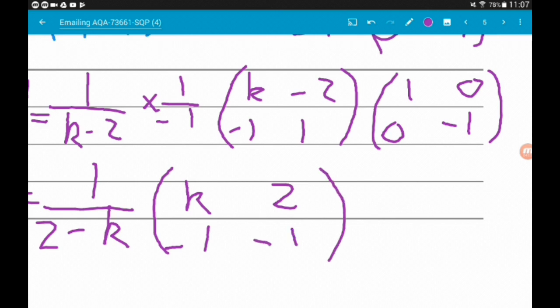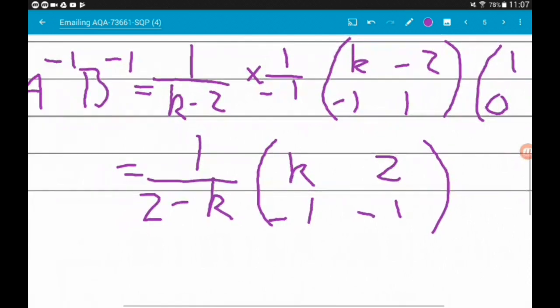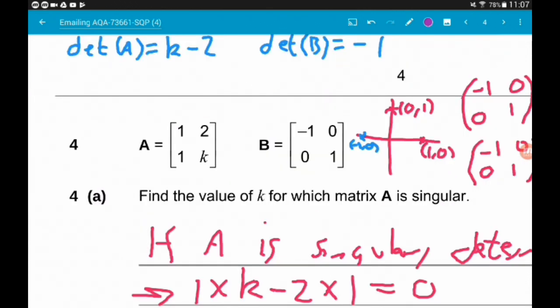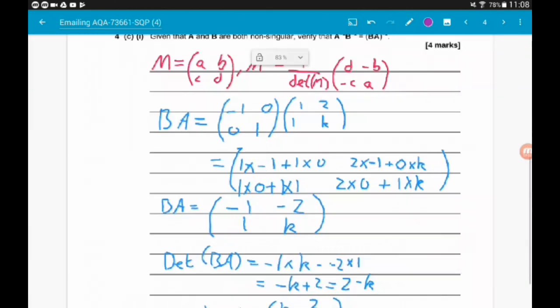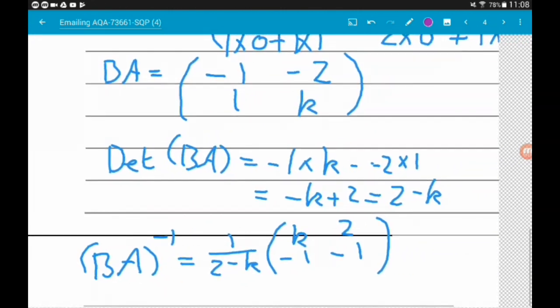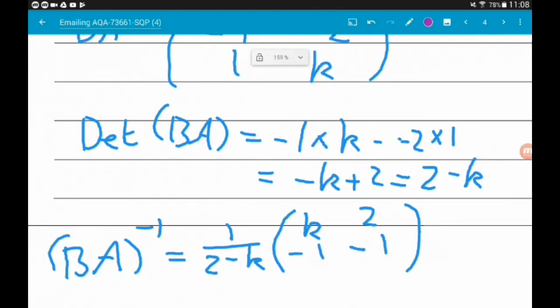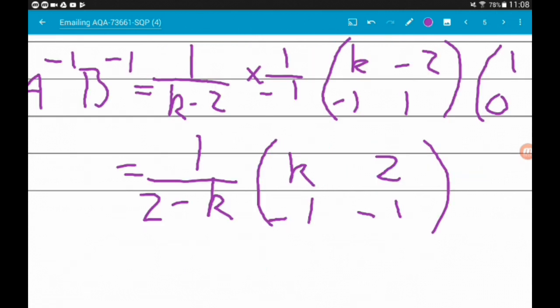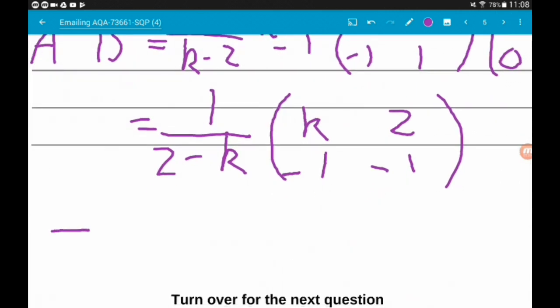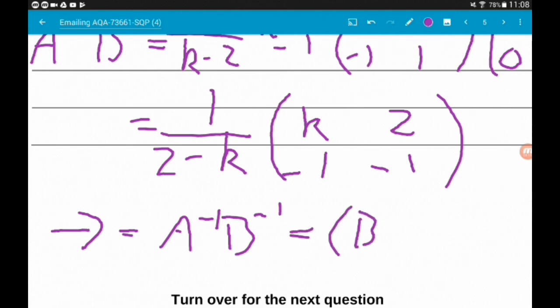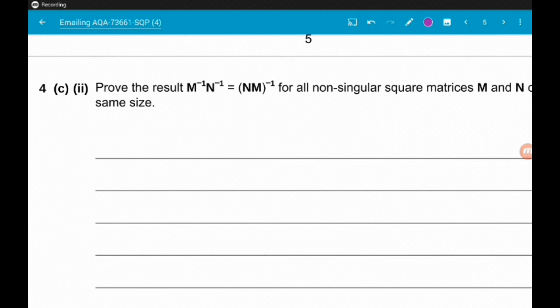-1. Now that is exactly the same as what we worked out back here for BA inverse. Therefore, we can say then A inverse B inverse does indeed equal BA inverse. Good times. Okay, final part of question 4.